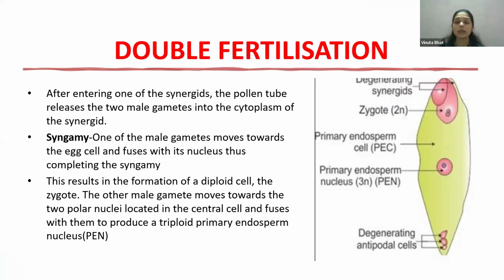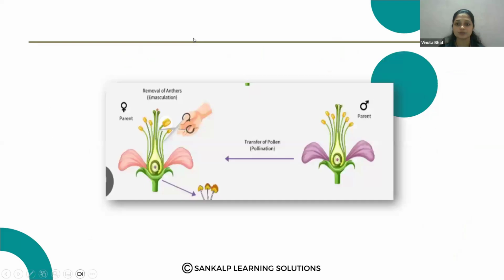Then one more important topic, that is the double fertilization. So double fertilization, triple fusion. In angiosperms, the double fertilization and the triple fusion process occur. So how does it occur? After entering the synergids, I will explain this process using one more diagram.